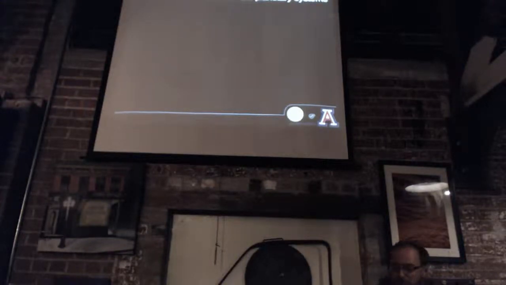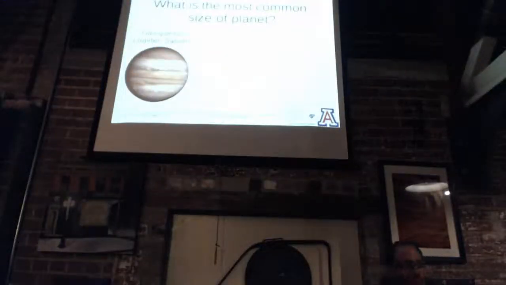Okay. So, showed you all of these solar systems. So then, what's the most, another trivia question, opportunity to win a poster. What's the most common size of planet? This is something that Kepler has measured that we really only had a vague, rough idea of before this.